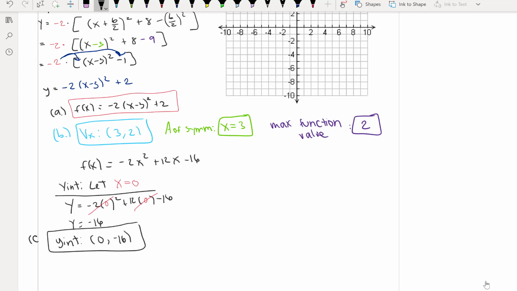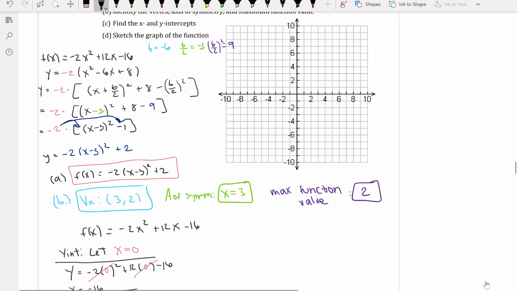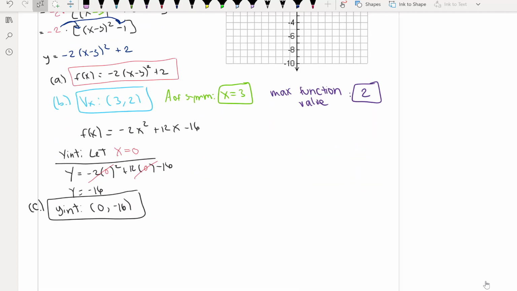And this is for part C. Okay. So they found the y-intercept. Now it also wants me to find the x-intercept. Okay, so to find the x-intercept, that means that we let our y value equal 0. So for this one, it might be easier to use the factored form. So I'm going to have that y is equal to negative 2(x minus 3) squared plus 2. So I'm going to plug in a 0 into my y so I can solve for x.